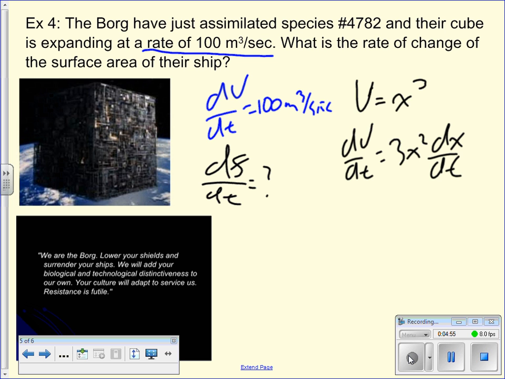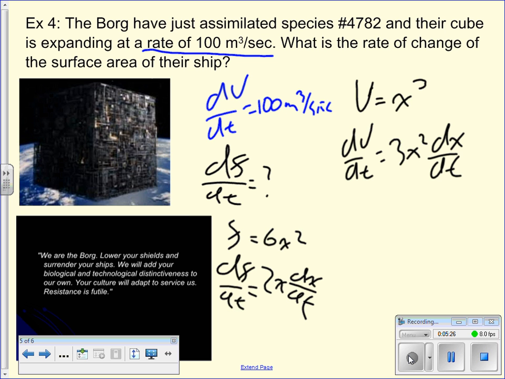Because what's the formula for surface area of a cube? 6x squared. So if I want to find the rate of change of the surface area, dS/dt is equal to 12x dx/dt. So if I can find dx/dt here, I can use it to find dS/dt here. Sometimes you have to do that. You can't go straight from the given information to what you're looking for. You have to go a circular kind of route, so to speak.